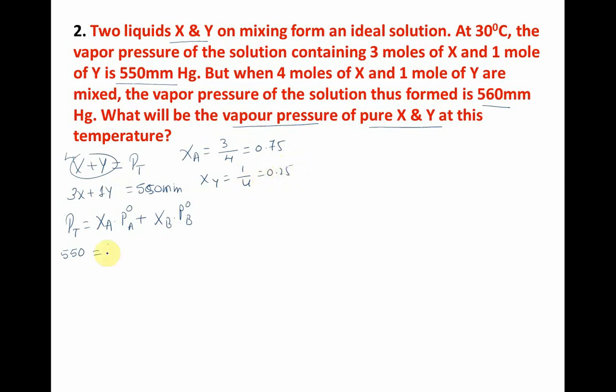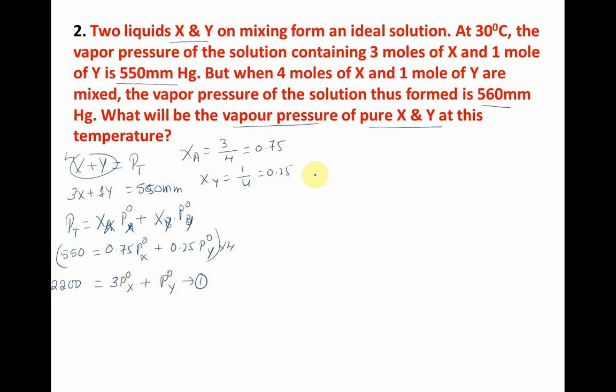Therefore, 550 is equal to 0.75 into P naught X plus 0.25 into P naught Y. Multiply this whole equation by 4. So I will get 2200 equal to 3 P naught X plus P naught Y. This is considered as equation 1.